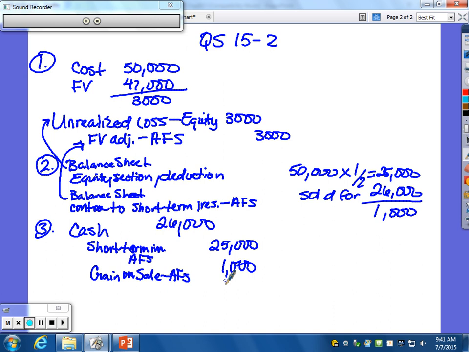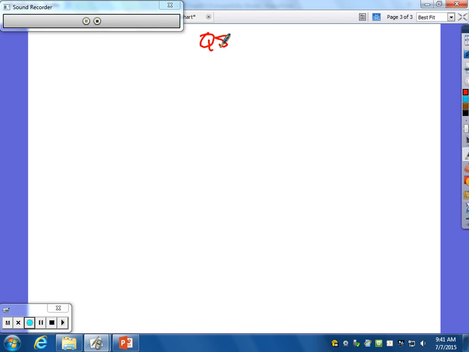Quick study 15-3. Prepare Hertog Company's journal entries to reflect the following transactions for the current year. First transaction says purchases 200 shares of Kraft stock as a short-term investment and available for sale security at a cost of $50 per share plus $300 in broker fees.